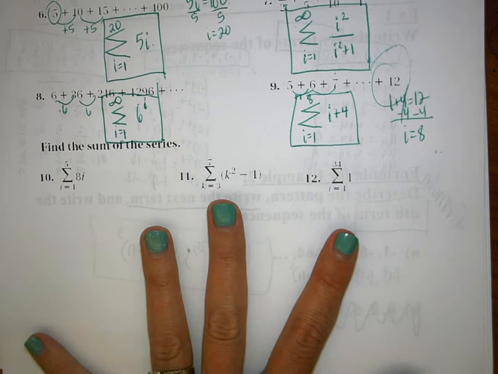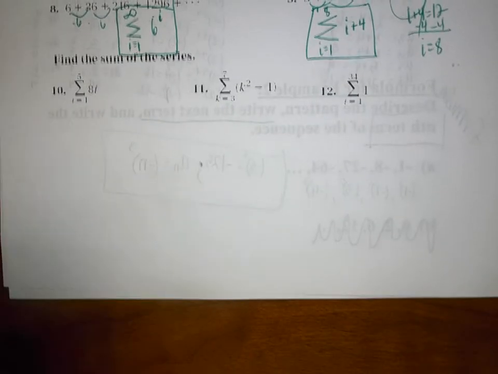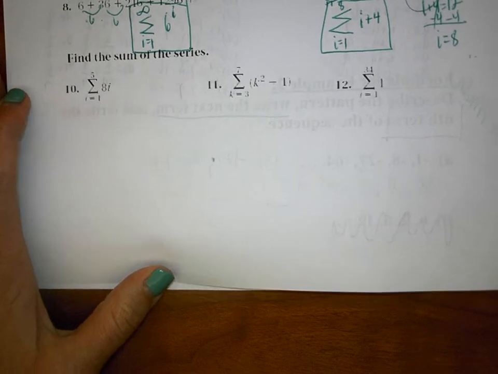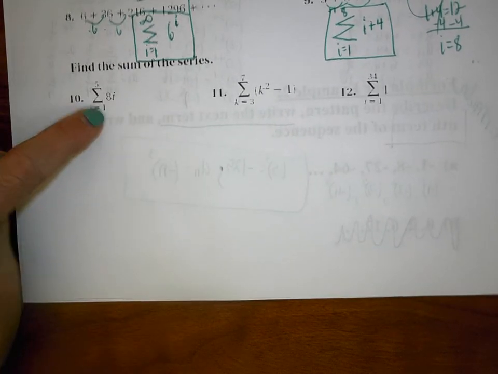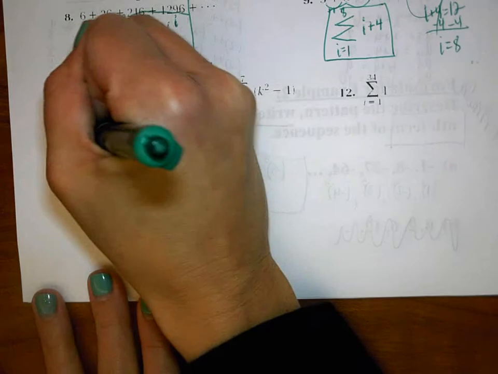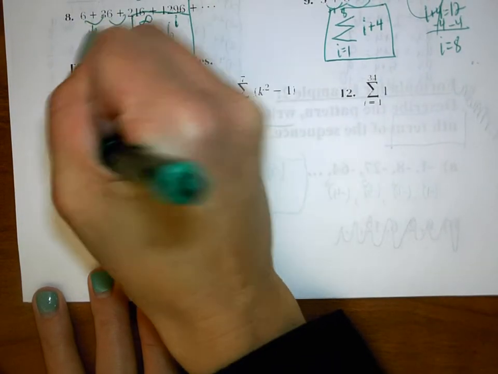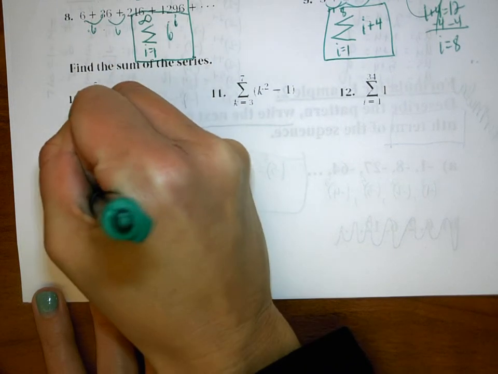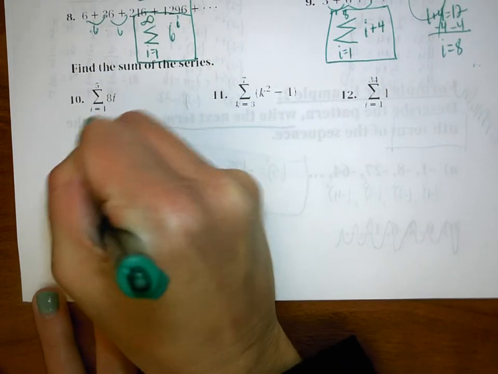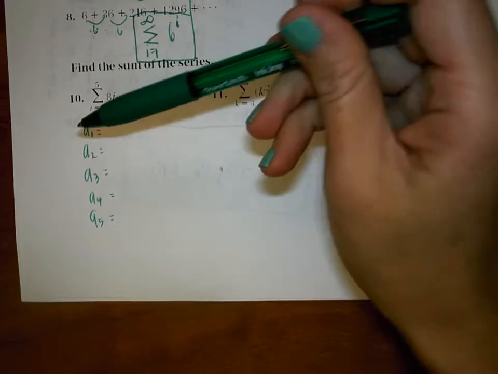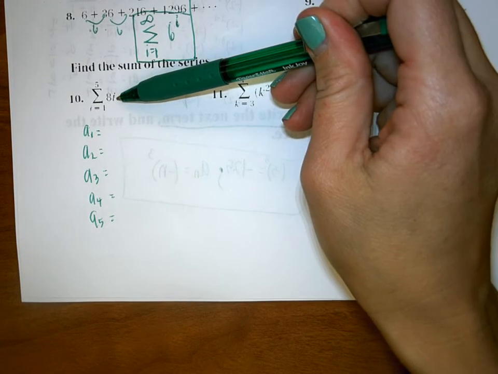All right, this last part asks you to find the sum of the series. Okay, notice the starting point and the ending point. So on this first one, I'm going to have a sub 1 all the way up to a sub 5. So sometimes I like to write them out so I remember to do all of the terms that I need. Okay, so I wrote out 1 to 5. And I'm plugging in each of these numbers for I to find out what it equals.